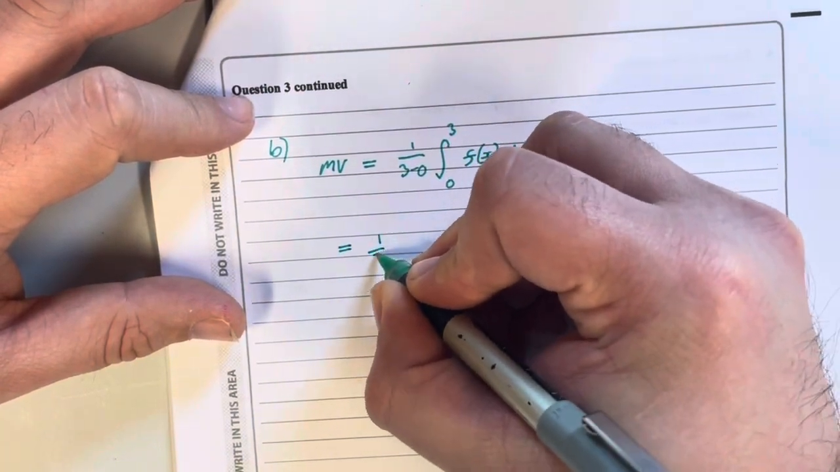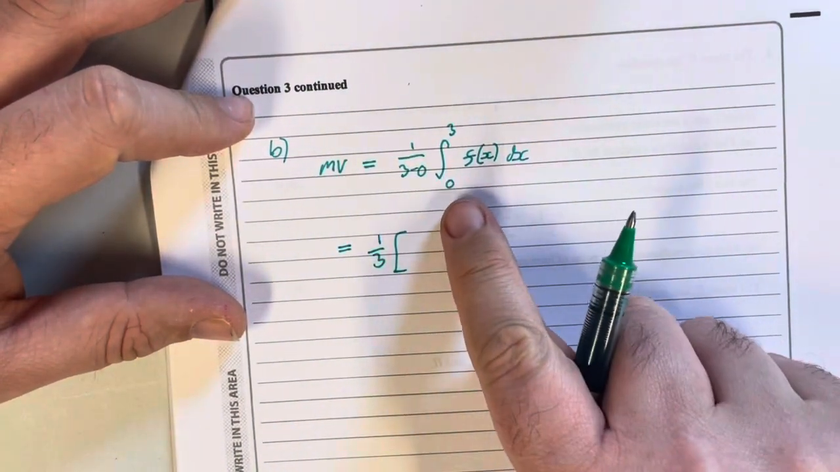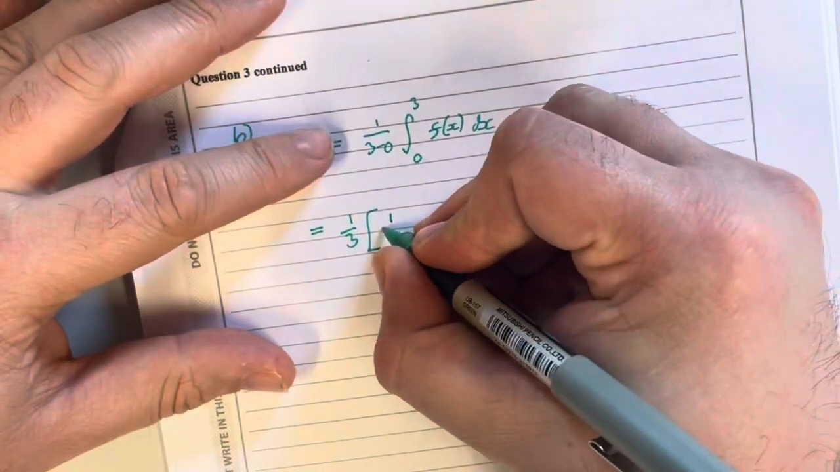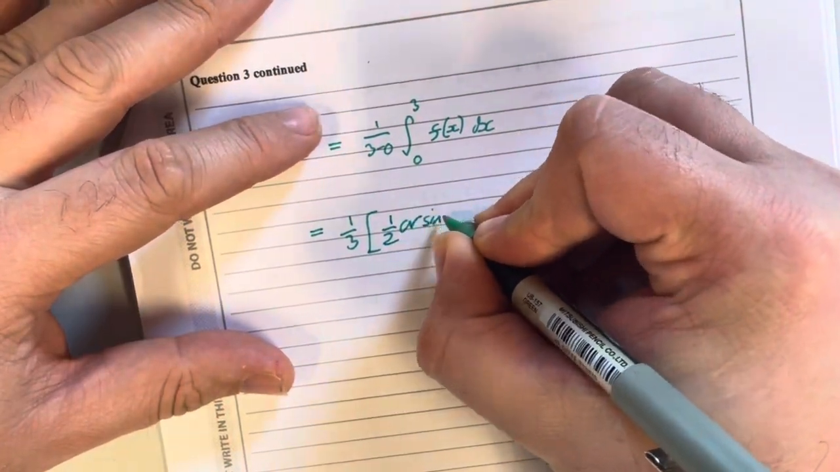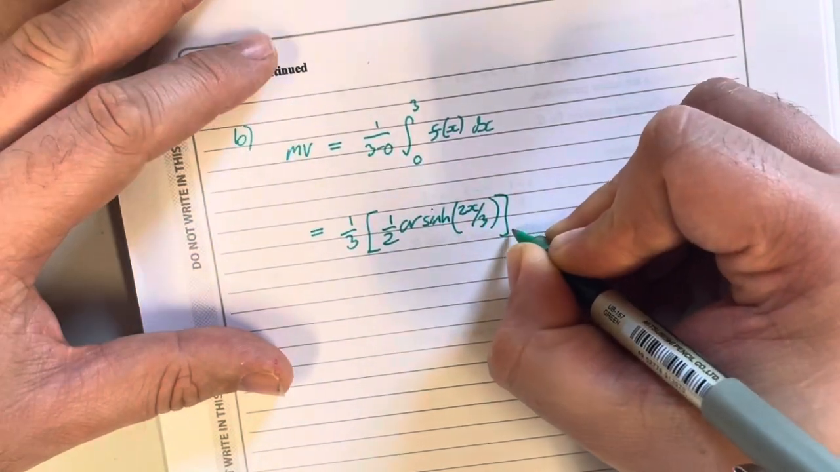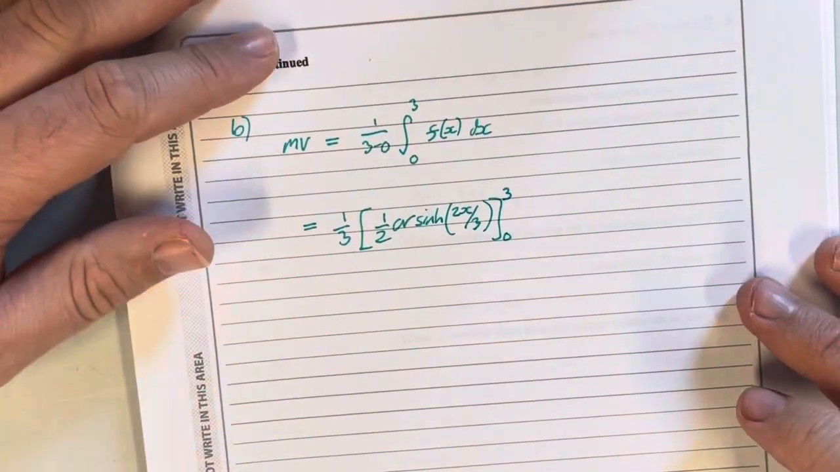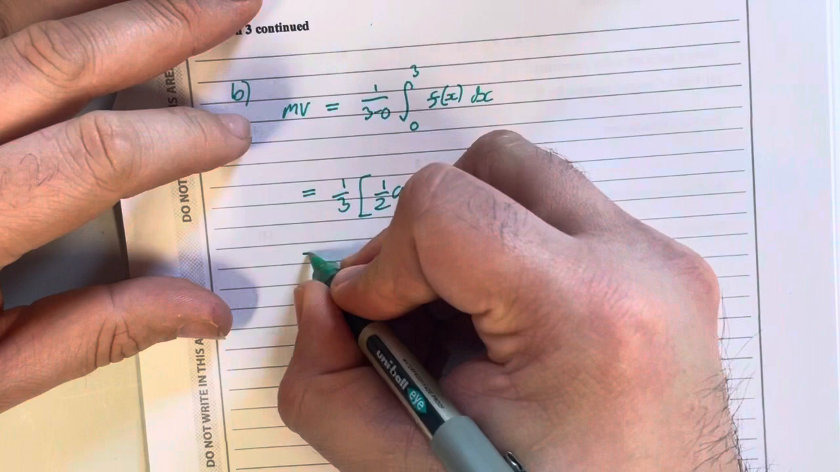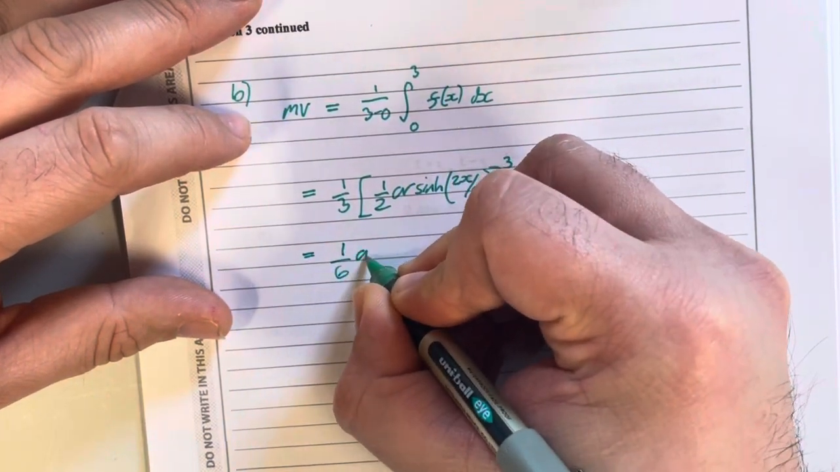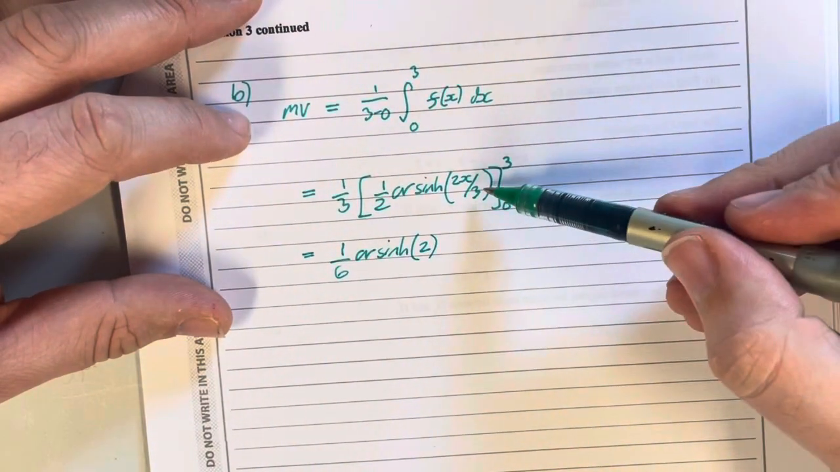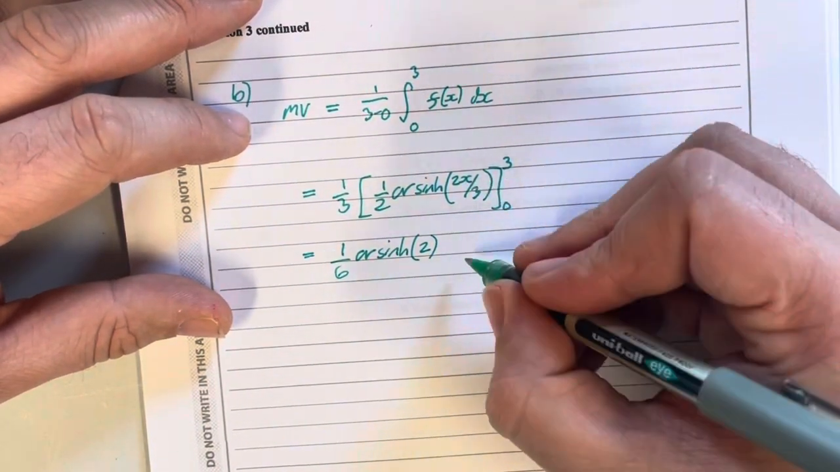So that is going to be a third multiplied by this integral, which I've just calculated, a half arsinh of 2x on 3, and that is between 0 and 3. The plus c cancels with itself, so you don't need to include it for this definite integral. So that's going to be a sixth arsinh of 2. Okay, plug in x is 3, the 3s cancel, and then plug in x is 0, you get minus 0.